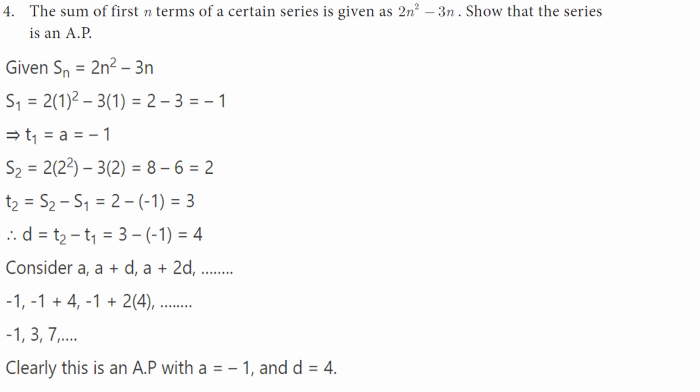So first we have to check whether it is an AP or not. Consider A, A plus D, A plus 2D, etc. You substitute the values: minus 1, minus 1 plus 4, minus 1 plus 2 into 4. So the series is minus 1, 3, 7. AP means what is the condition? The common difference is equal for all. So 3 minus of minus 1 is 4, and 7 minus 3 is also 4. Therefore clearly this is an AP with A equal to minus 1 and D equal to 4. Therefore it is proved.